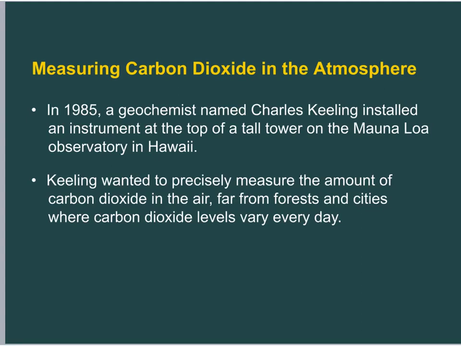So we had a geochemist named Charles Keeling. He'd installed an instrument at the top of a tall tower at Mauna Loa in Hawaii. So it doesn't seem like a big deal, right? But what he wanted to see is how much carbon dioxide was in the air from forests and cities, where carbon dioxide levels vary every day. And you're thinking, well, wait, Hawaii is nowhere near the major cities of the United States. It's a really remote area. Surely you wouldn't find much carbon dioxide there, right? Wrong.